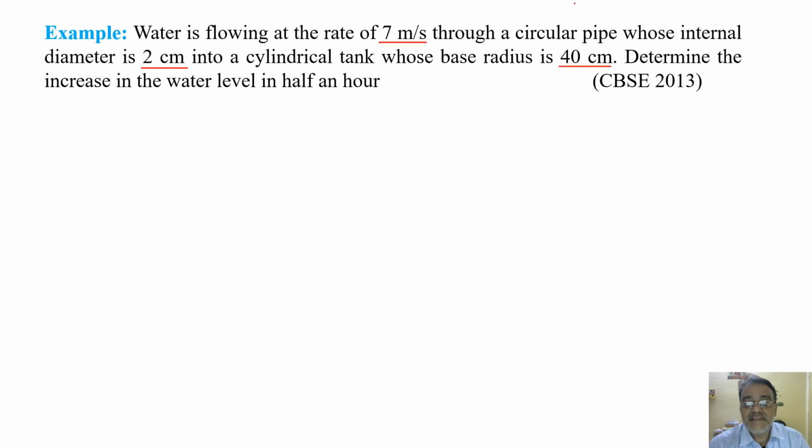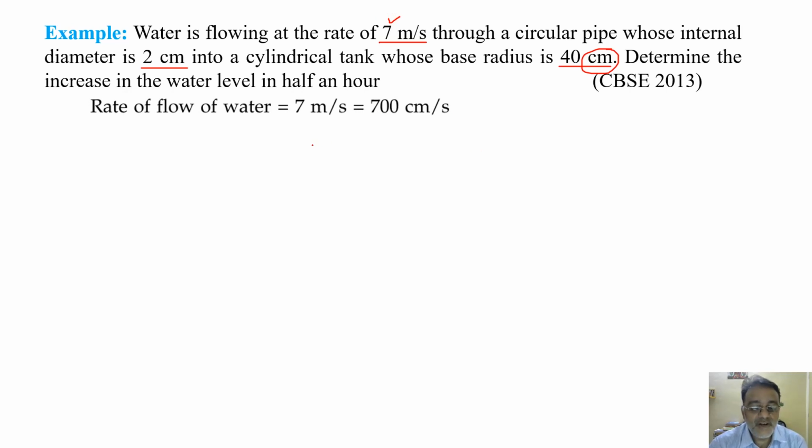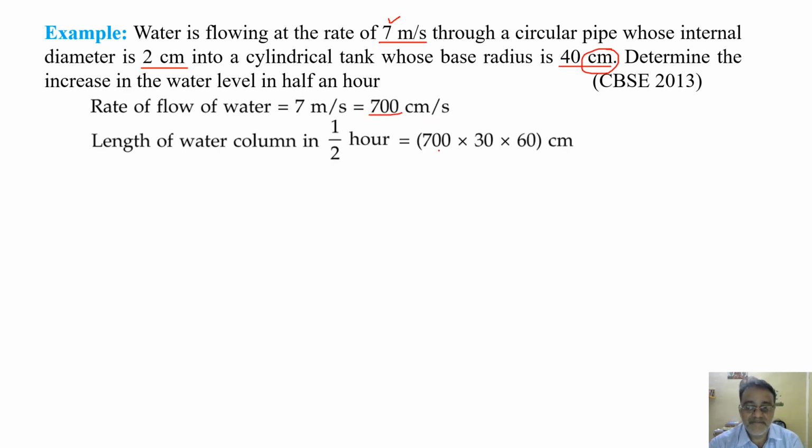So meter per second है. The rate of flow of water is 7 meter per second. तो ये सेंटीमीटर में दिया हुआ है, तो ये हो जाएगा 700 सेंटीमीटर पर सेकेंड। So length of the water column in half an hour will be equal to 700 into 30 into 60, क्योंकि 1 आवर में ये सेकेंड में दिया हुआ है, this is in seconds. So half an hour means 30 minutes, और 30 मिनट में 60 सेकेंड्स होता है, तो 30 into 60. This is clear?